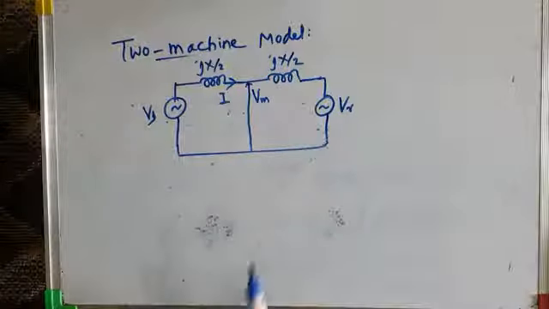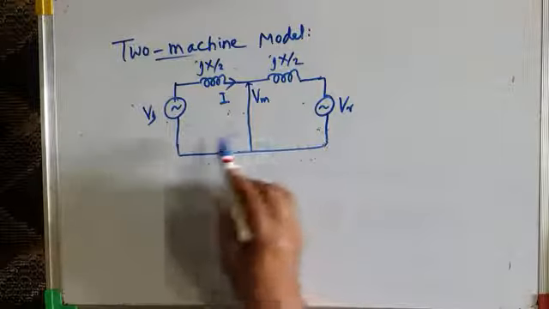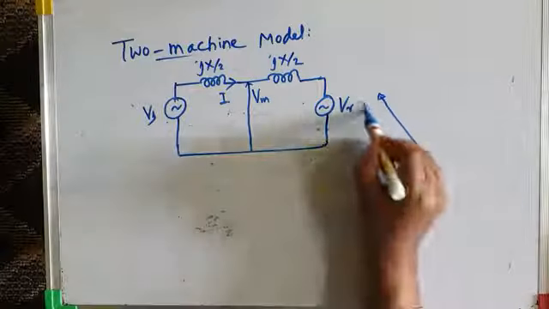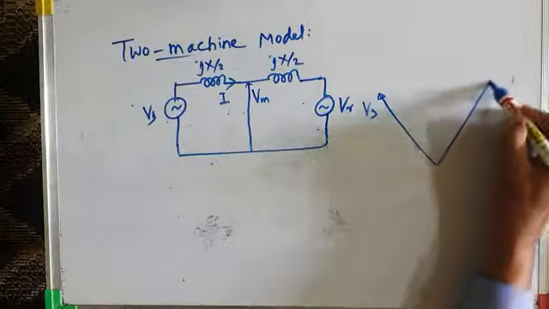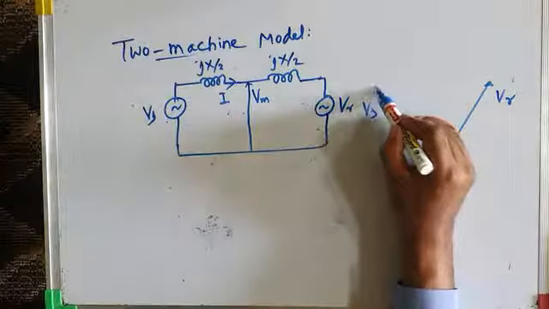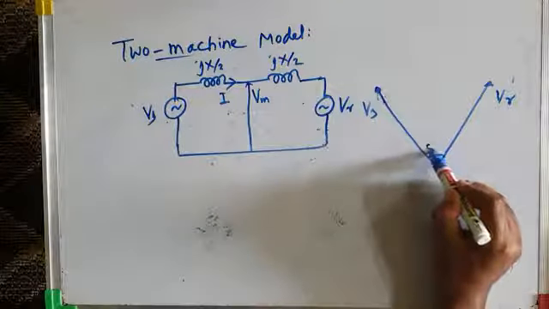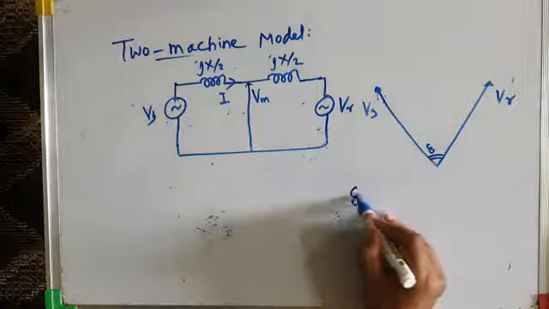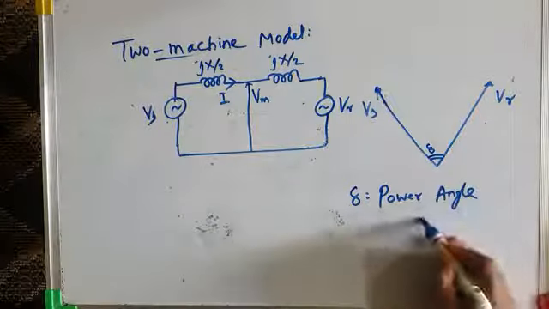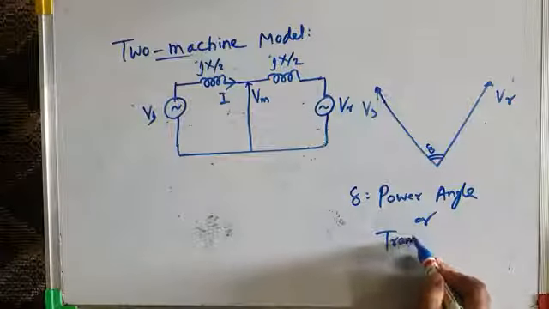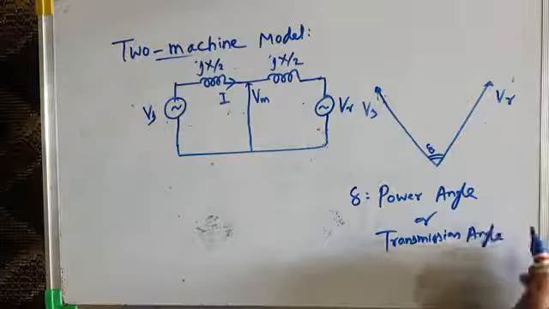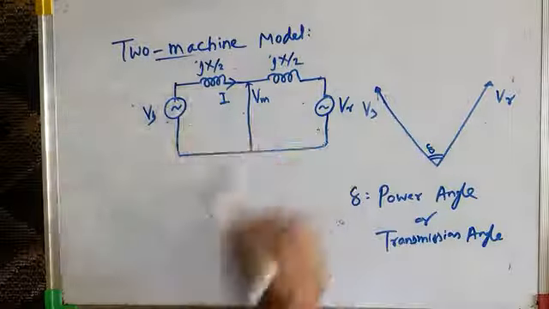Anyway, let us try to draw the phasor diagram of this two machine model of the transmission system. This is the sending end voltage Vs, and we have a receiving end voltage Vr. The angle between the two voltages is delta. And this delta is called the power angle. It's also called the transmission angle. And it is this delta which determines the amount of active power carried by the transmission line, or active power transferred over the transmission line.